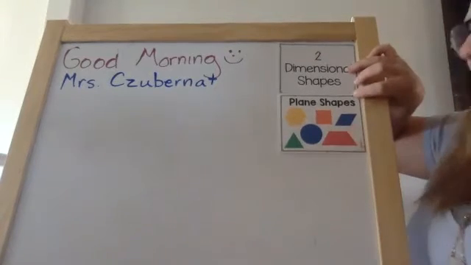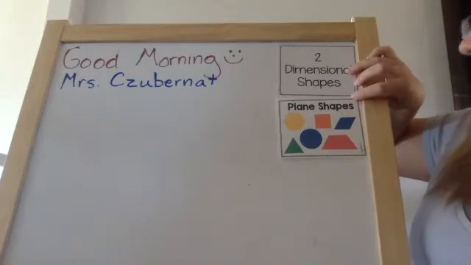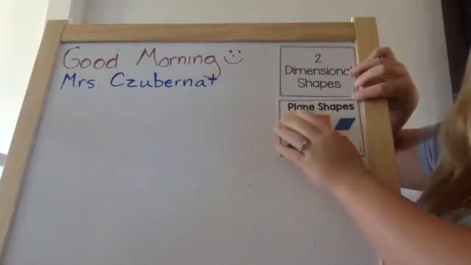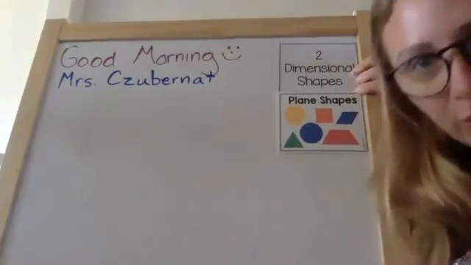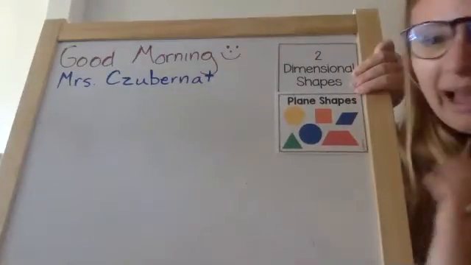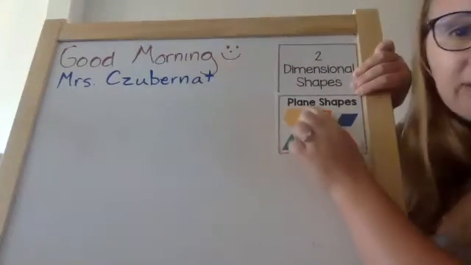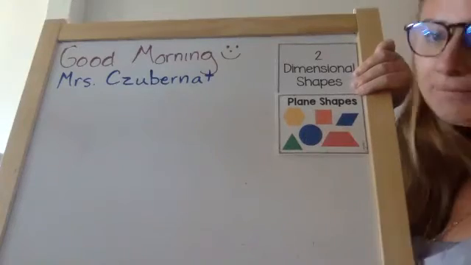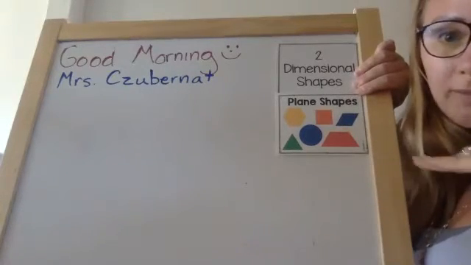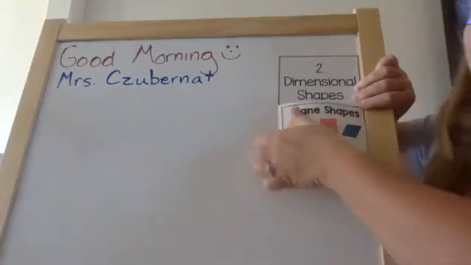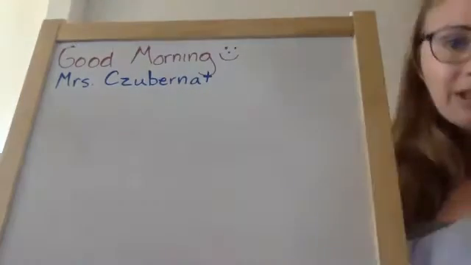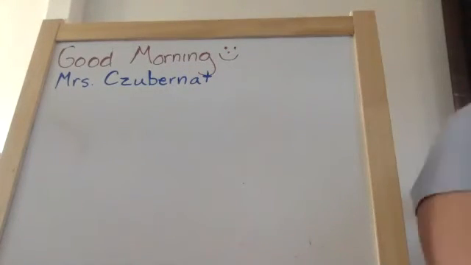Can you say that with me? Plane shape. It's not like plain yogurt. It's plane spelled like an airplane, and it's just two-dimensional. Then we add a dimension, and we get 3D shapes.